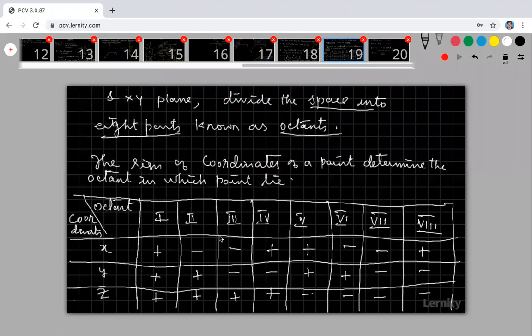Thank you, students. This table is given in your book, Kanna. You please just take it from your book.